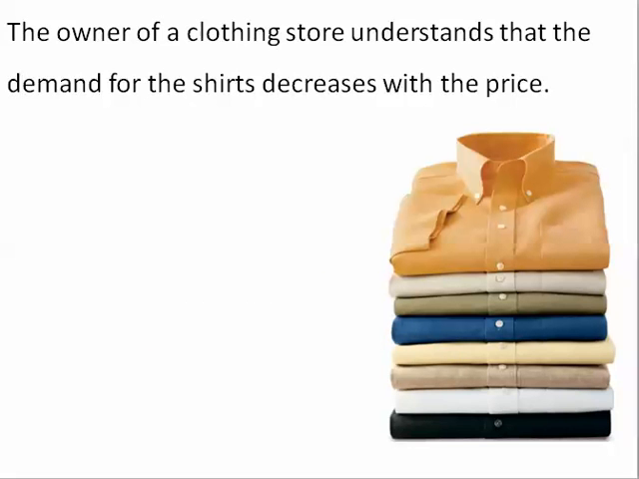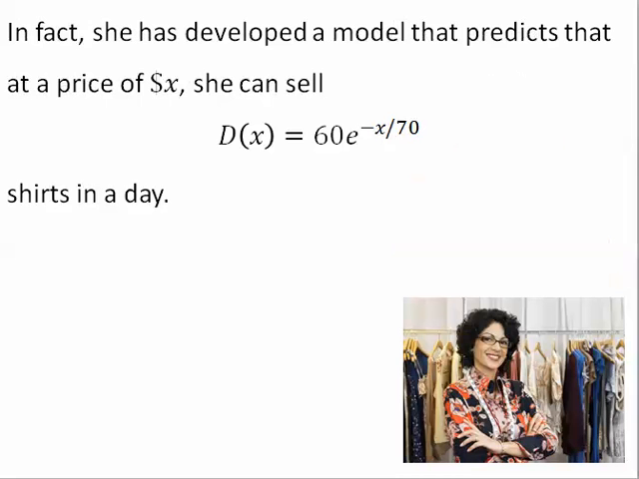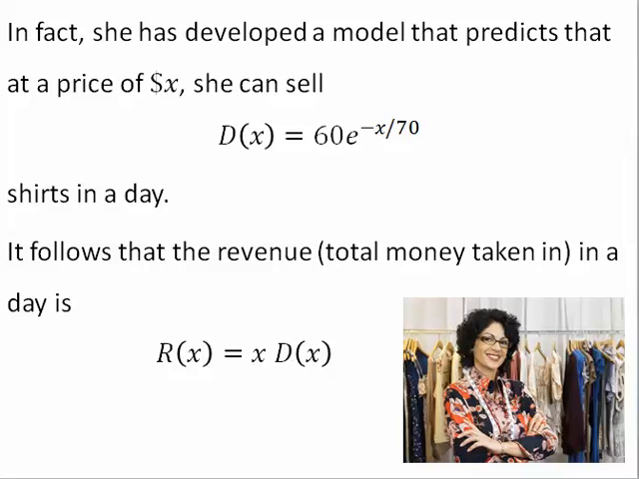7.4.37. The owner of a clothing store understands that the demand for shirts decreases with price. In fact, she has developed a model that predicts that at a price of x dollars, she can sell D of x shirts in one day. It follows that the revenue, which is the total money taken in, will be x, the price, times D of x, the demand at that price.